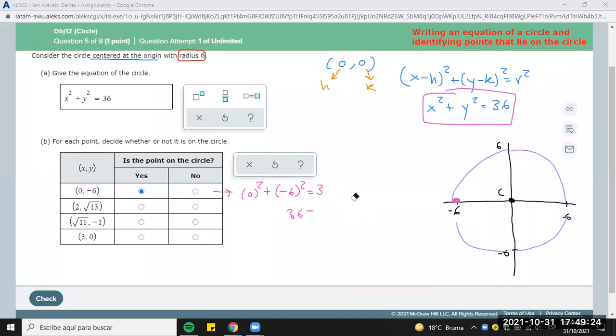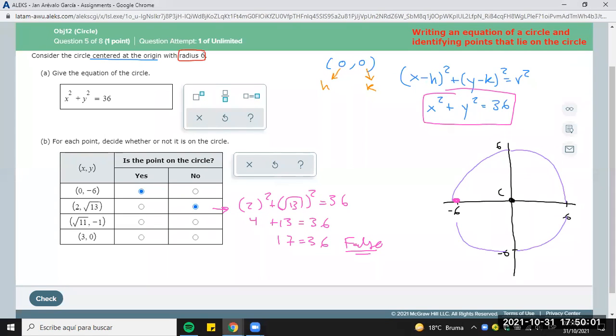Let's do the same thing for the other ones, one by one. This has to be 2 squared plus the square root of 13 squared, and that should be equal to 36. 2 squared is 4. The square root of 13 squared is 13. And that, it's so sad, but 17 is not the same as 36, is it? So this is false. This is not in the circle.